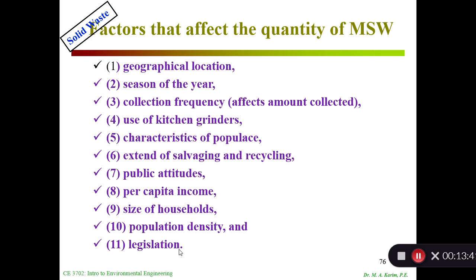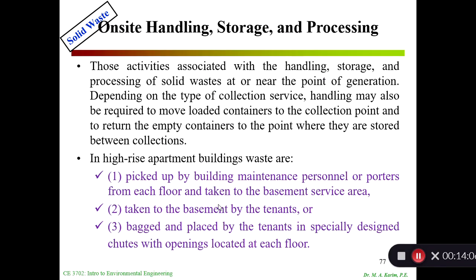The factors that affect the quantity of MSW are geographical location, season of the year, collection frequency, use of kitchen grinder, characteristics of the populace, extent of salvaging, recycling, public attitude, per capita income, size of the household, population density, and legislation. These are the factors that affect the quantity of solid waste generation and management.